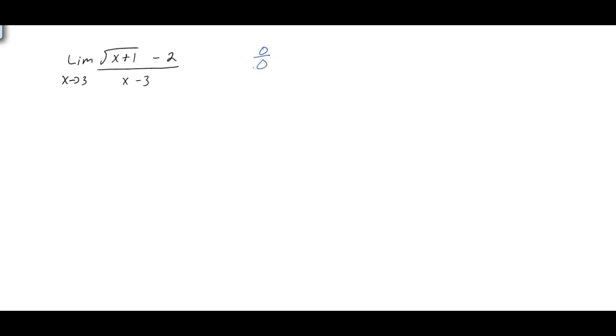So that means we could try to factor, but if we look at this, there's not really anything we can factor. But what could we do? Well, another option here is we can multiply by the conjugate. And to do that, we're going to multiply the numerator and denominator by the square root of x plus 1 plus 2.